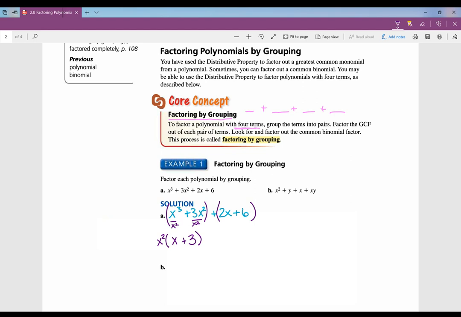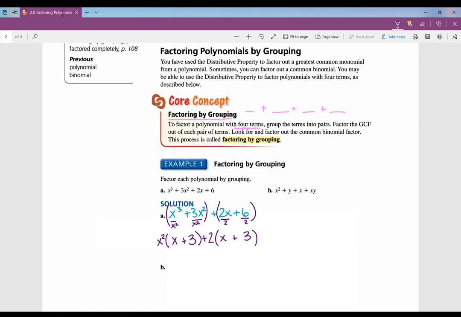So now let's look at our second term. We have 2x plus 6. So what is the GCF between 2x and 6? Well, that's going to be 2. So we're going to pull that one out front. And then what's left? Well, again, we're dividing by 2. So 2x divided by 2 is x, plus 6 divided by 2 is 3.